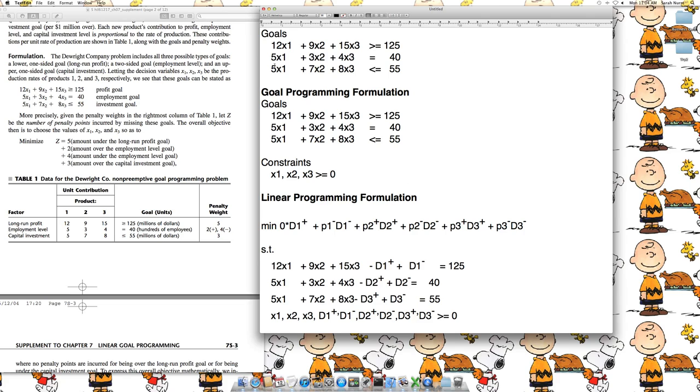Now let's look at the second goal. I have an equality sign. Okay, so just to clarify, if I'm greater than or equal to, then I don't care about the plus term of that goal. So here, greater than or equal to means I didn't care about D1 plus. So we're going to see with equality, that means if I'm equal to 40, I'm happy. But if I'm below 40 or if I'm above 40, I'm not meeting my goal. So that means I care both about D2 plus and D2 minus. So I'm going to keep both of these in my objective function.